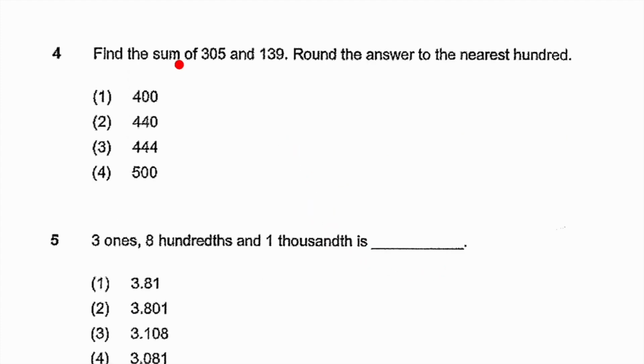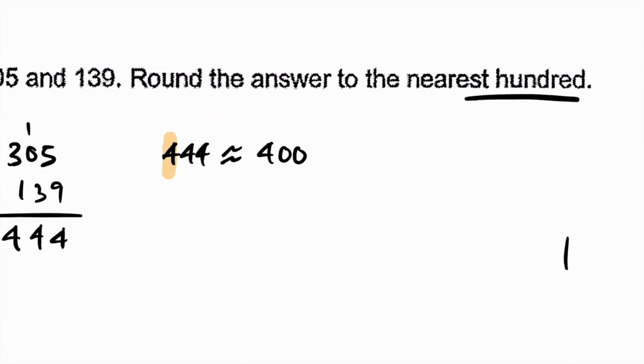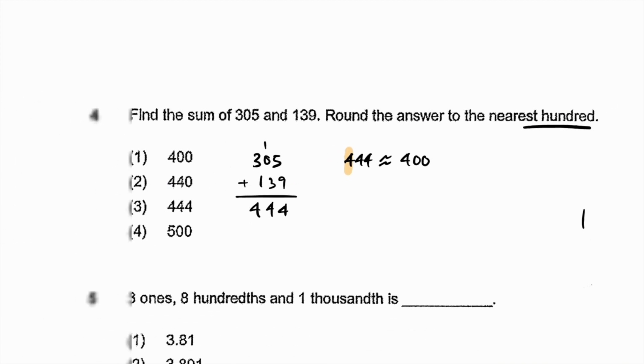For question 4, find the sum of these two numbers and then round the answer to the nearest hundred. So let's find the sum first, shall we? So 305 plus 139 gets us 444. And then from here, to round this off to the nearest hundred, take a look at the hundreds place. Then look at the number on the right side of it. It's not 5 or above, so it doesn't round up, stays as 4. And what happens to the other two digits? They become zeros. So the answer is number 1.